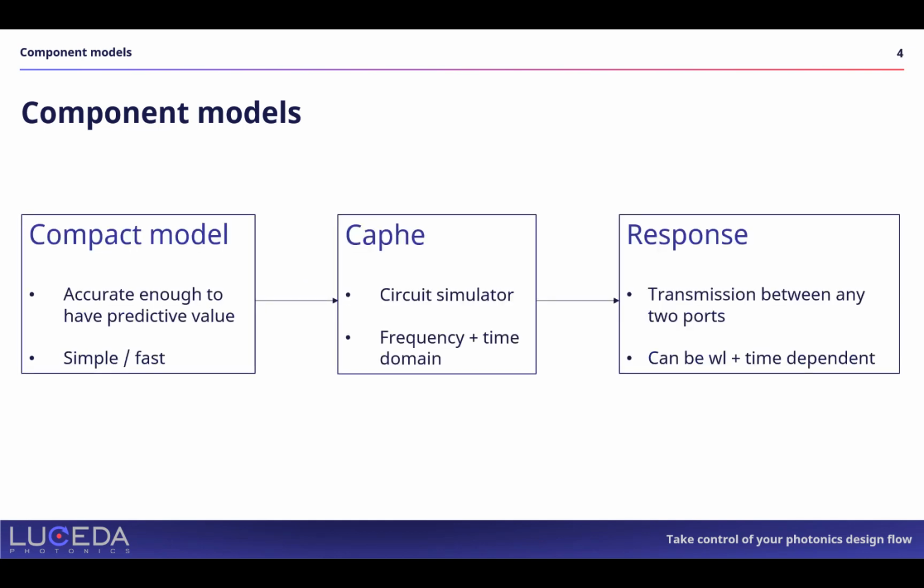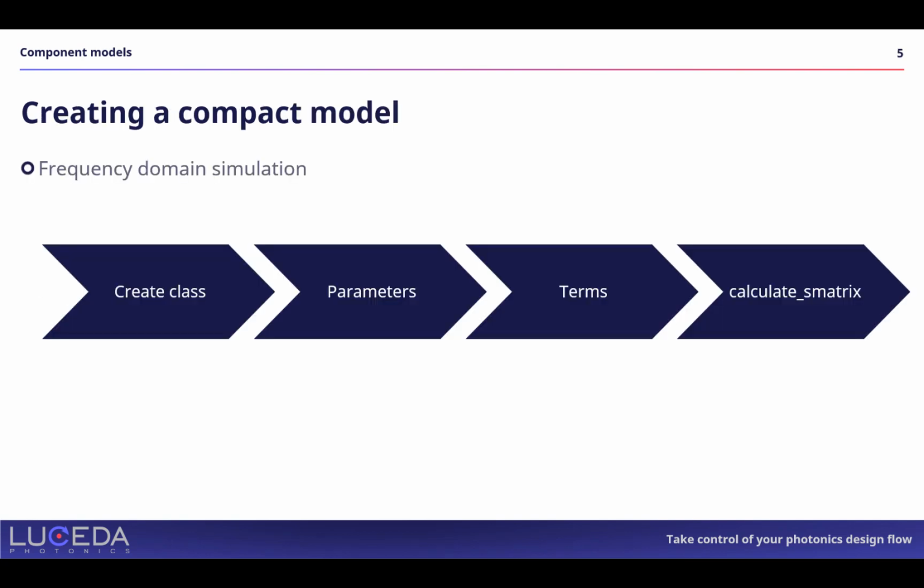To build a component model, we use the compact model, which is accurate enough to have predictive value, and create a circuit simulation in Caphe in frequency and time domain to see the response between any two ports. Let's look at how to make a compact model.